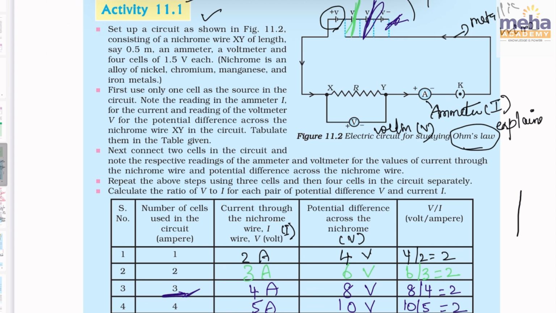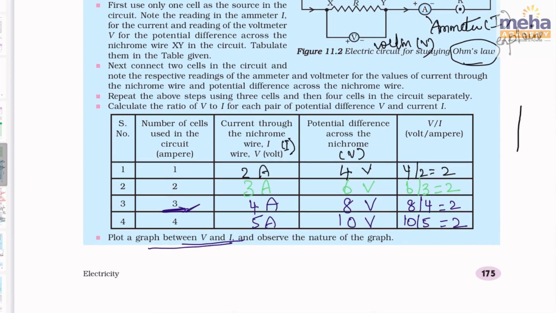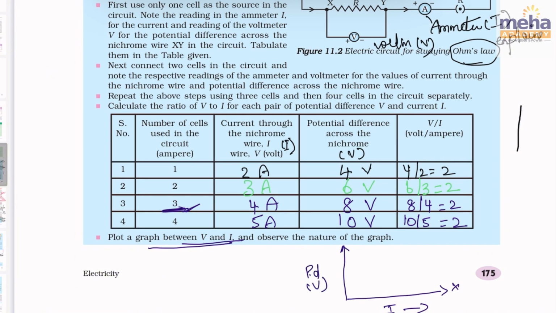So now we are going to plot the graph of V and I. When I plot the graph, I take the current on the x-axis, and I take the voltage, the potential difference, on the y-axis. So let me take the values. My I values are 2, 3, 4, 5. So I will go from 0, 1, 2, 3, 4, 5. My potential difference is increasing: 2, 4, 6, 8, and let me consider it is 10.